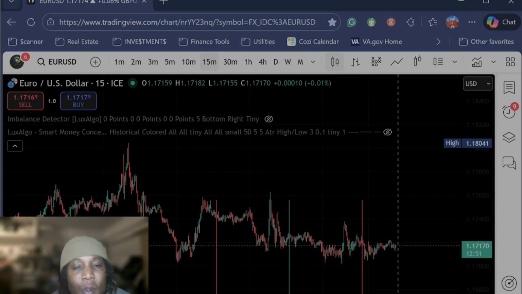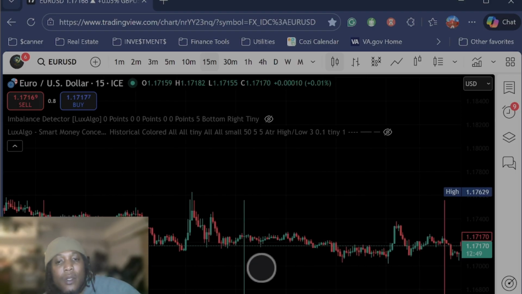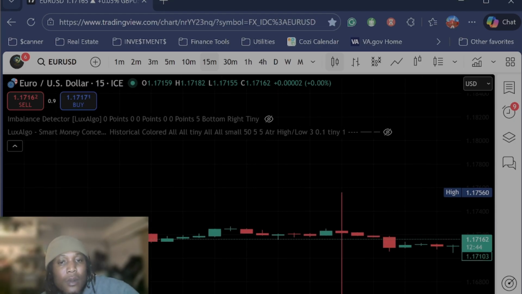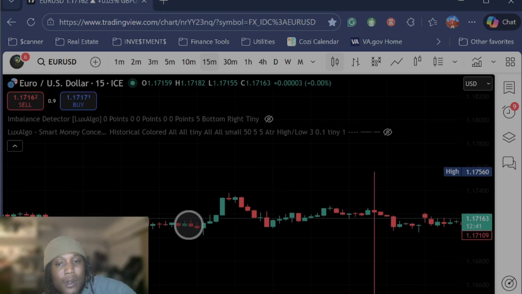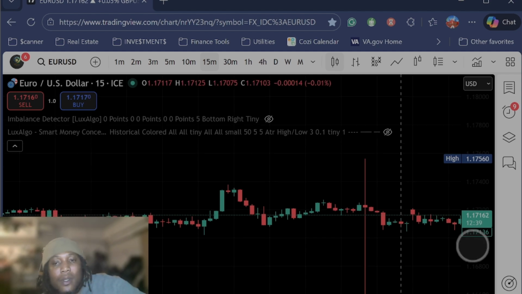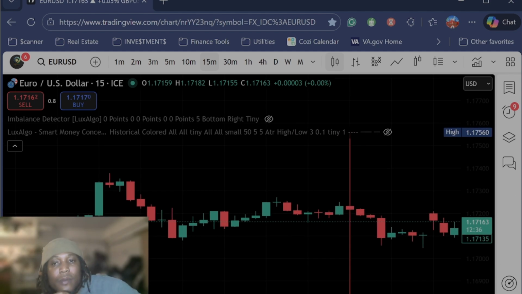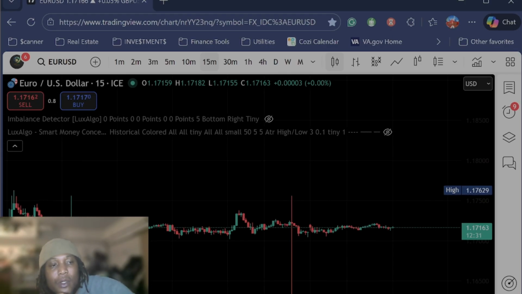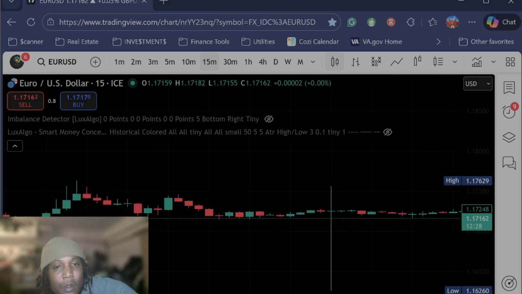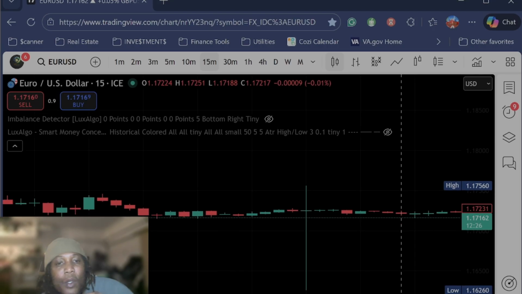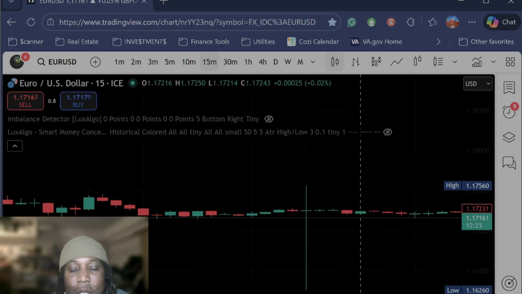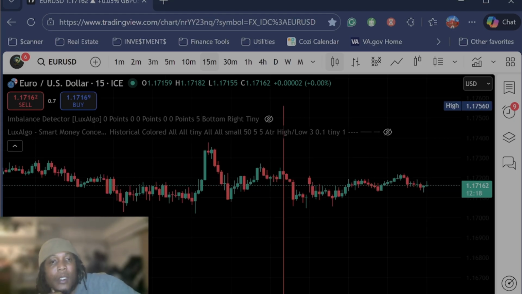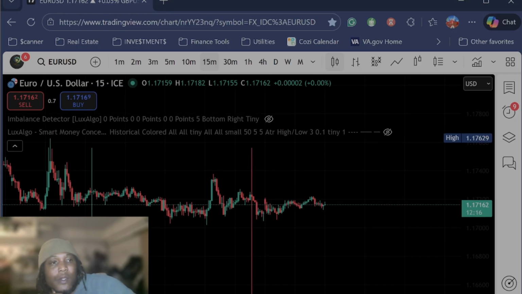But I'm trying to figure out what these lines are. I remember putting those lines there. Oh, are these candle wicks? So these are some funky looking candles. I thought those were lines on the chart. But these are doji. That weird looking candle right there, they call that a doji candle. That's weird. I never seen that before.